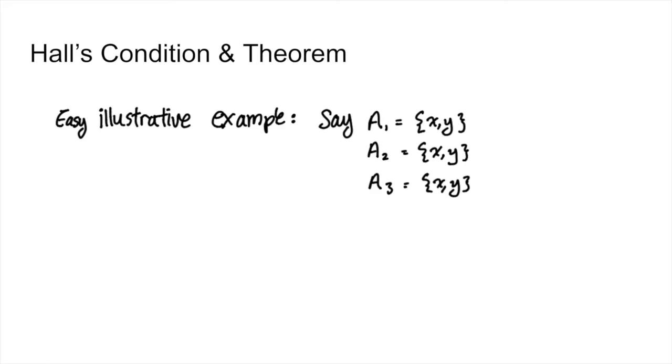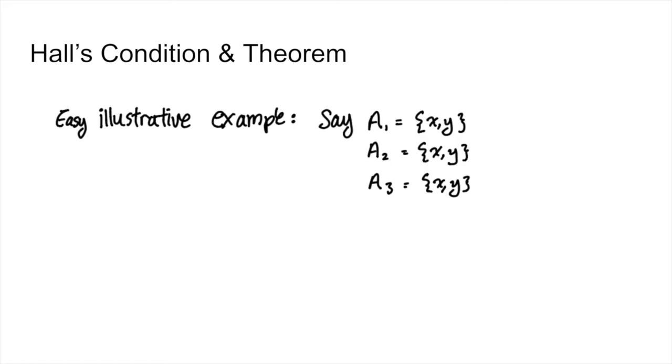Now, consider this example. It is fairly straightforward to see that it is impossible to get an SDR. Overall, there are only two distinct representatives from the sets collectively, and they're x and y. And there is no way for you to create a set where there is a distinct representative from each of the A1, A2, and A3.